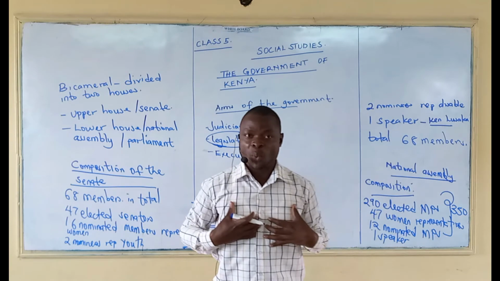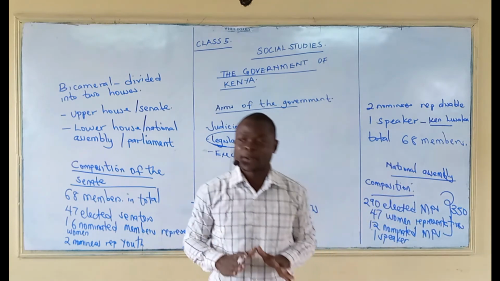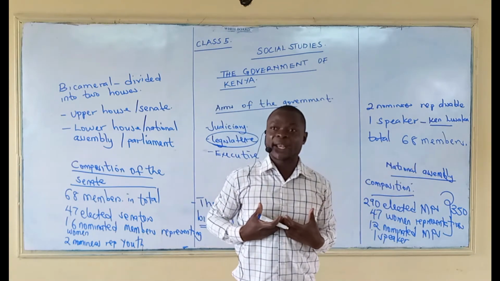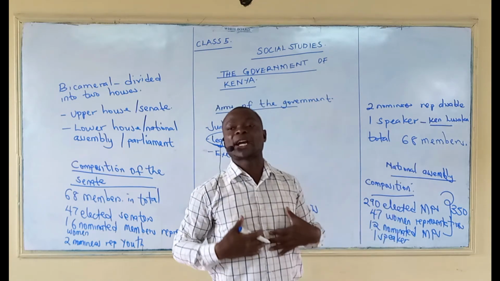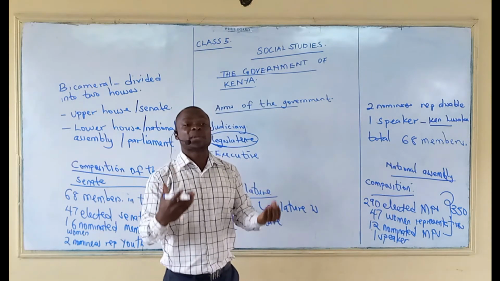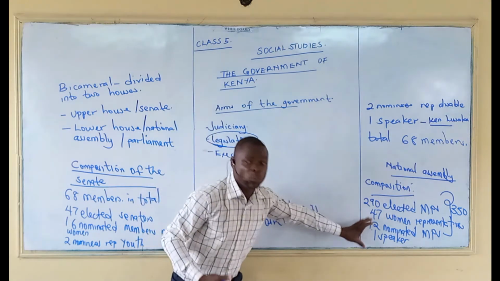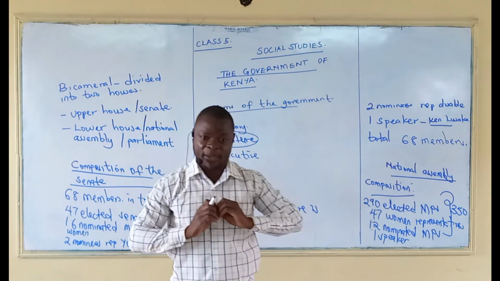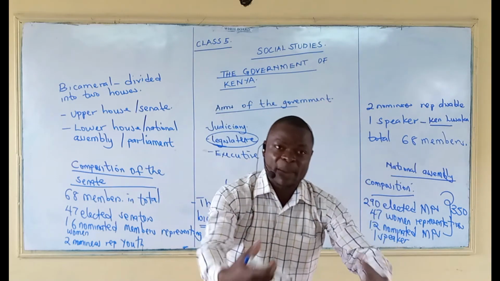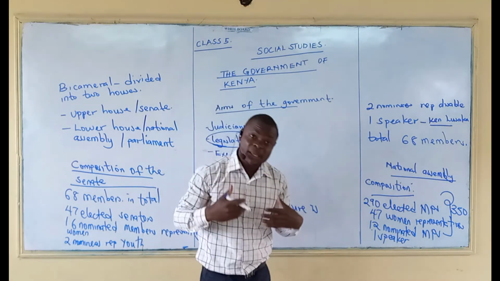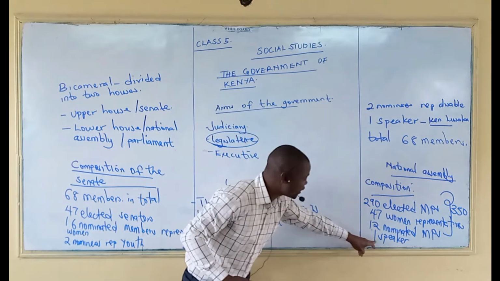Now, this gives us a total of 47. I hope now you understand the figure, my learners. Now, we have 12 nominated members of parliament. Who nominates them? An examiner may throw a question, learners, asking who nominates the 12 nominated members of parliament. This is the answer. Listen well, my learners. You'll get it.